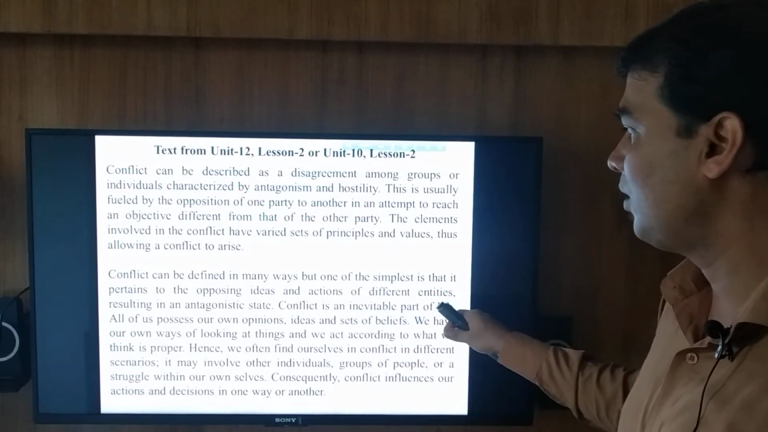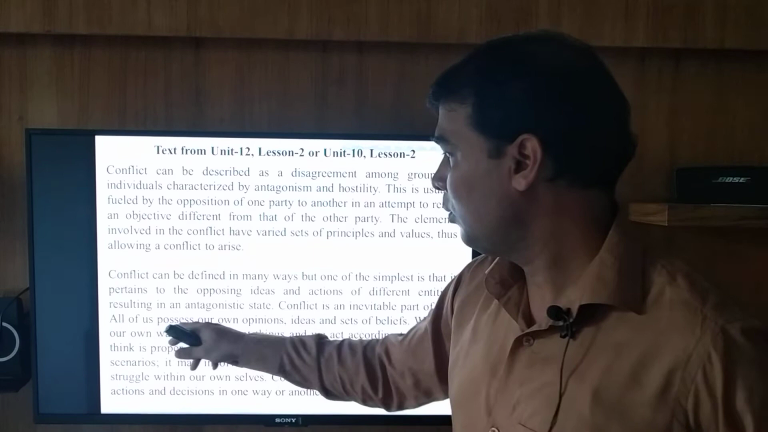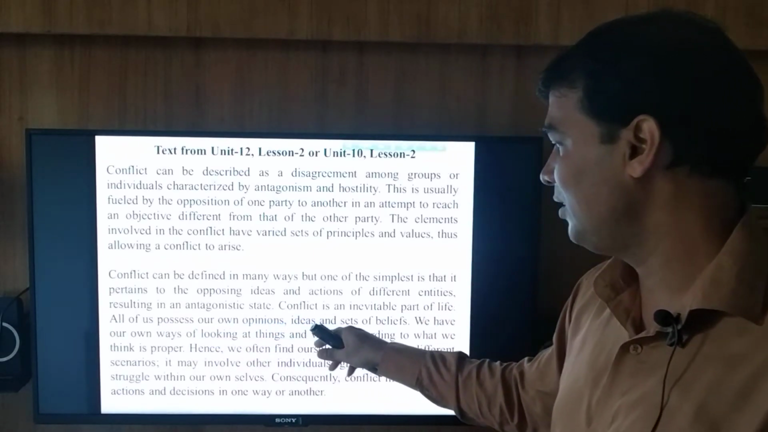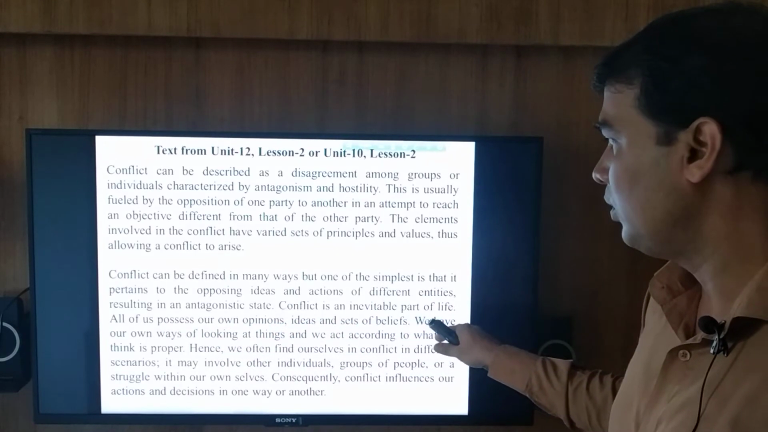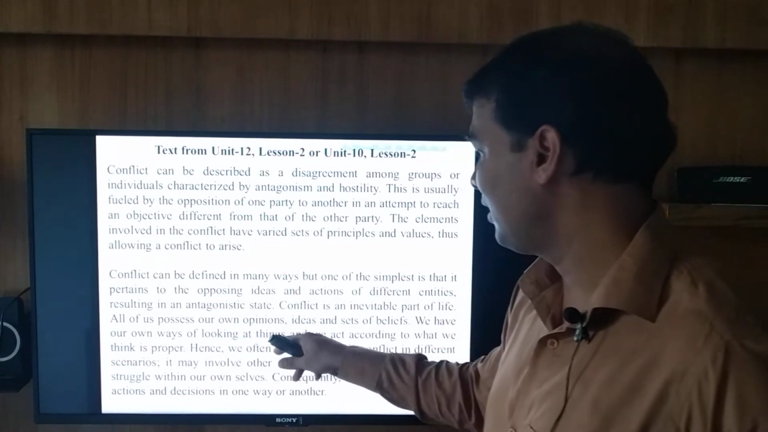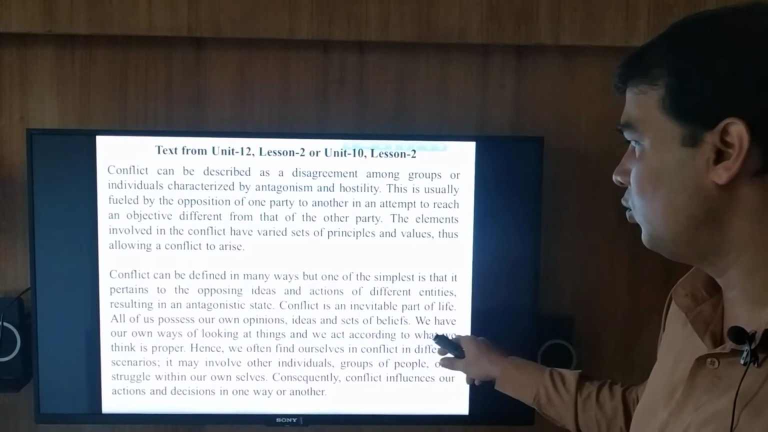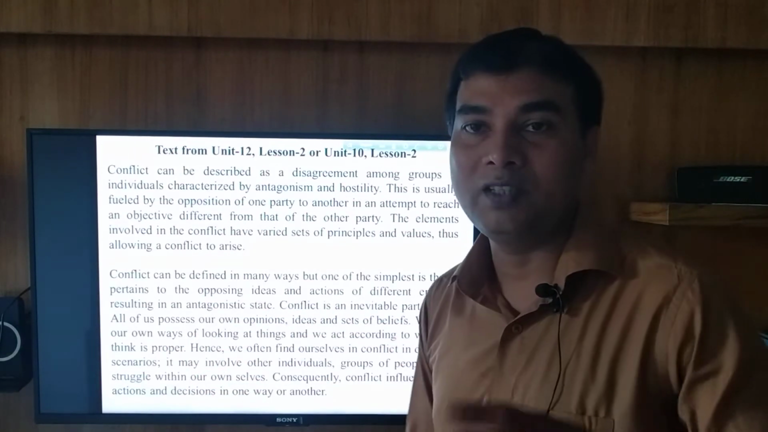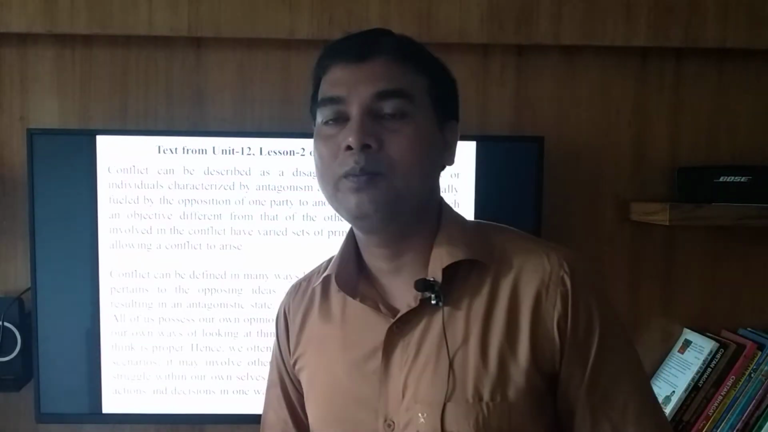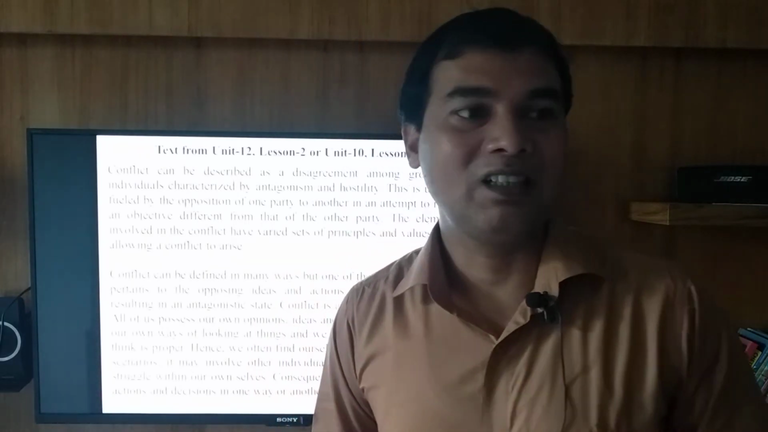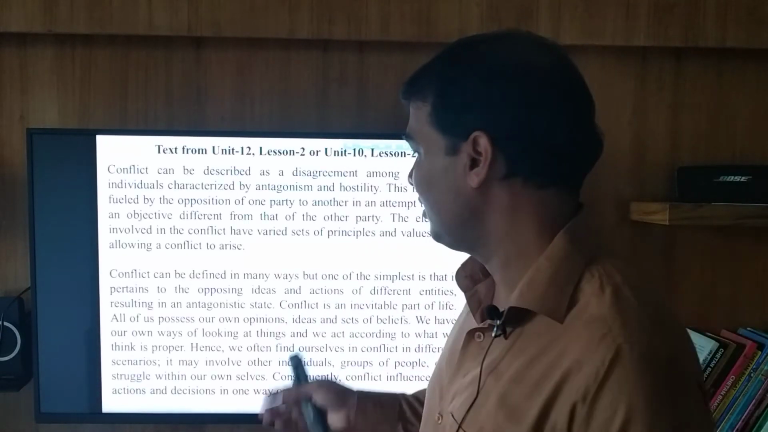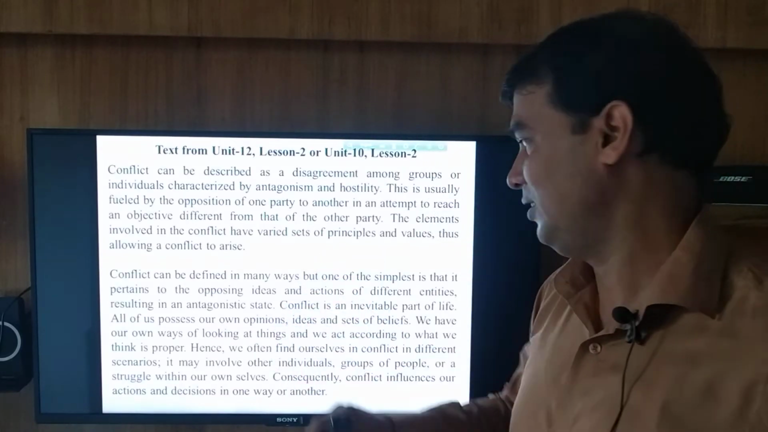Conflict is an inevitable part of life. All of us possess our own opinions, ideas and sets of beliefs. We have our own ways of looking at things, and we act according to what we think is proper. What I mentioned earlier, very often we try to establish our own point of view, ignoring what others say, and as a result conflict arises.